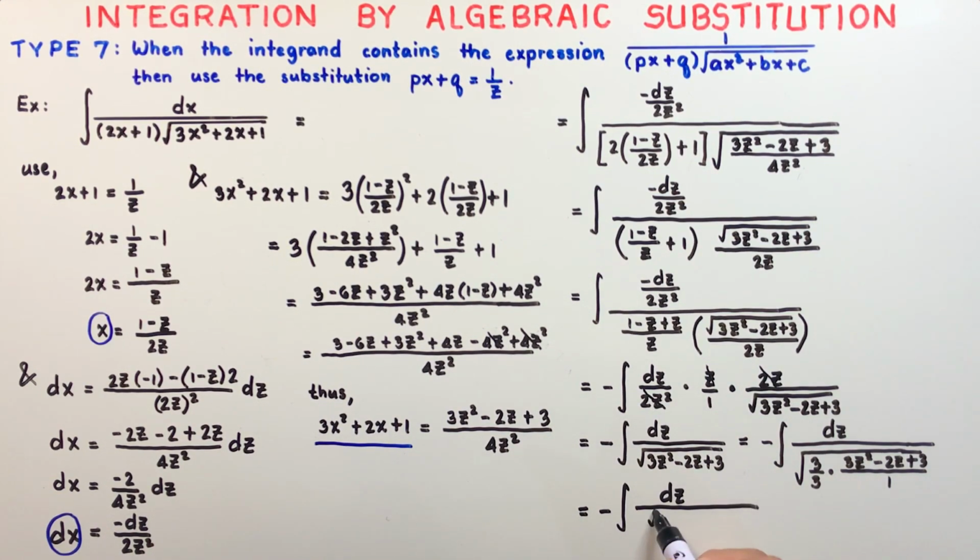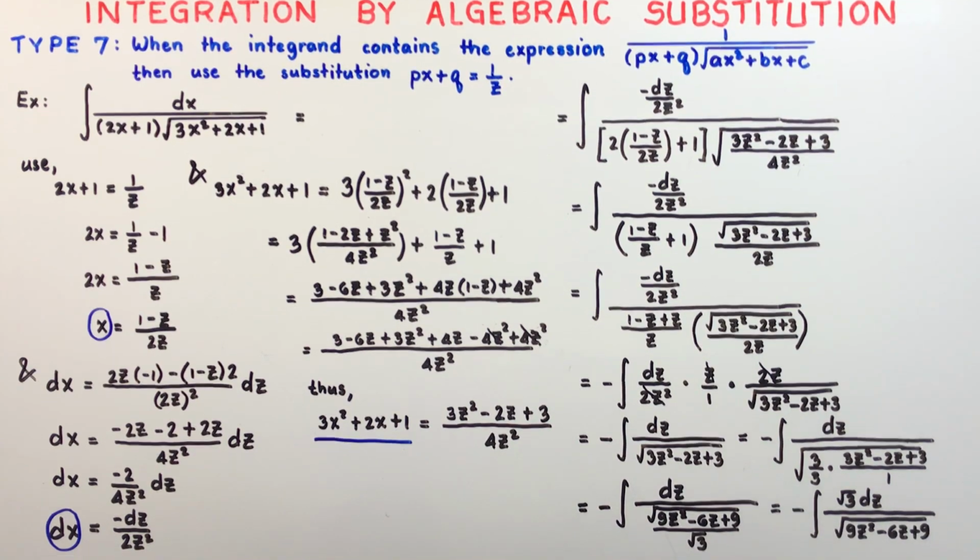over the square root of this product, which is 9z squared, subtracted by 6z plus 9, divided by the square root of 3. And this is equal to the negative of the integral of the square root of 3 dz over the denominator of 9z squared minus 6z plus 9, because when you multiply our numerator by the reciprocal of the denominator, we have this integrand here.